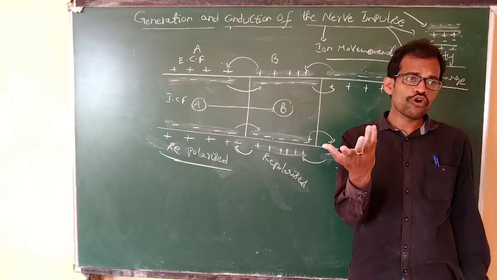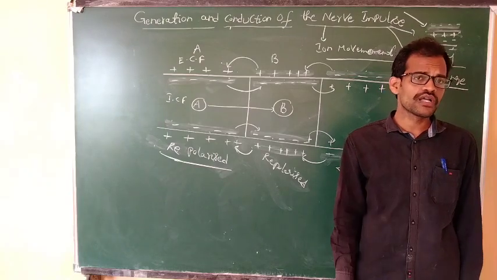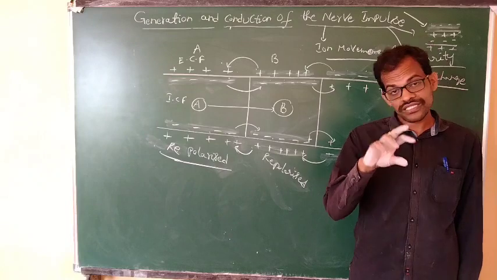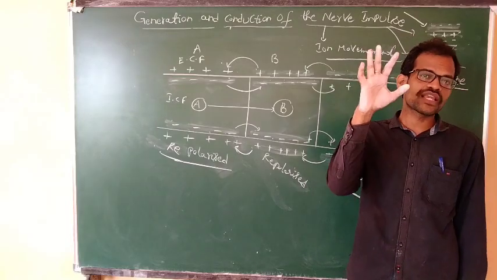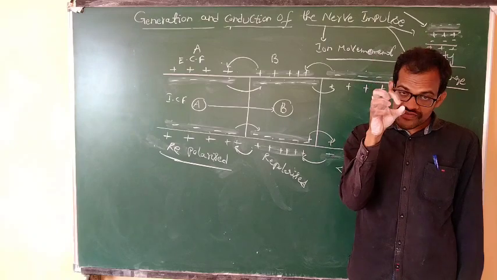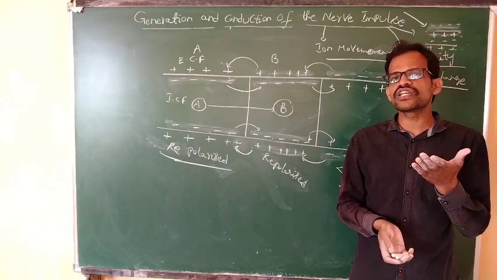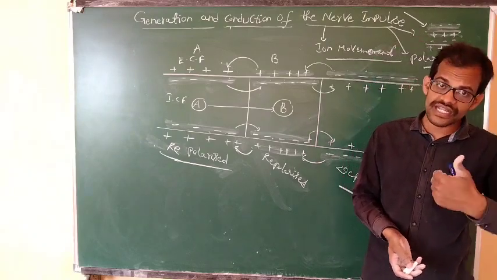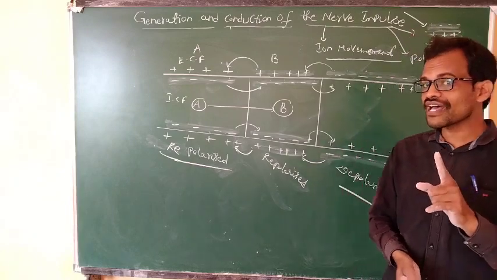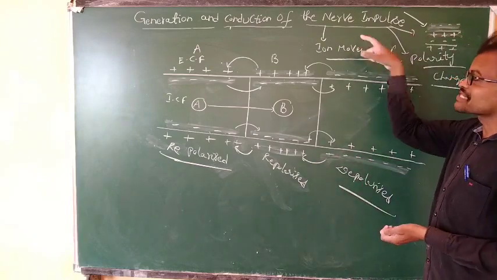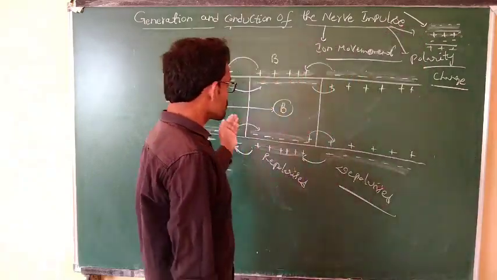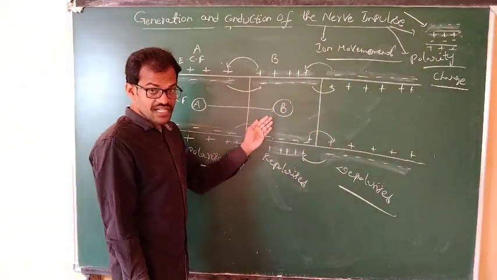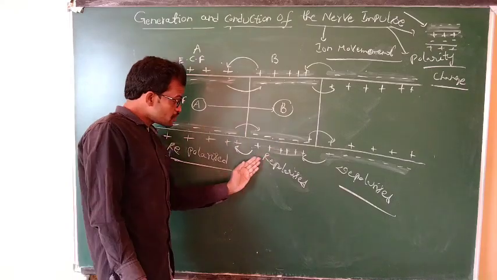In the resting condition there is no polarity change: outside positive, inside negative. But in the depolarization condition, once they receive the stimulus or the signal from the surroundings, the polarity changes. Outside becomes negative and inside becomes positive. Nerve impulse means polarity change. How do these ions move to the inside, from A to B and B to A?